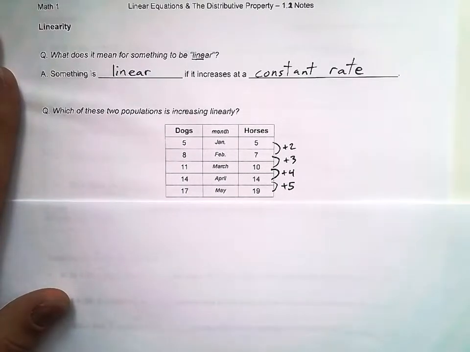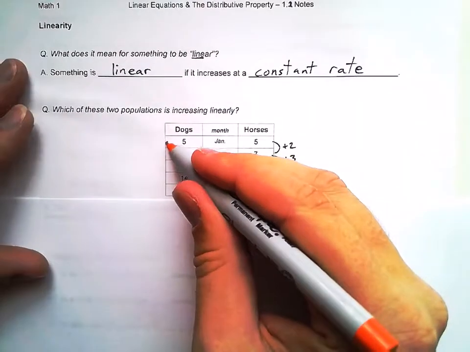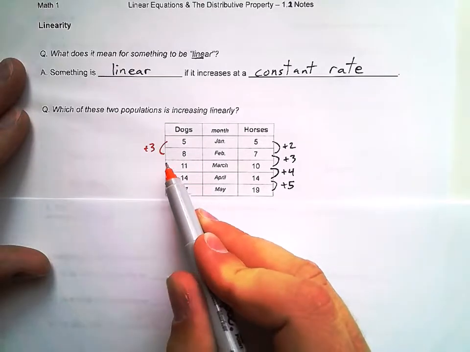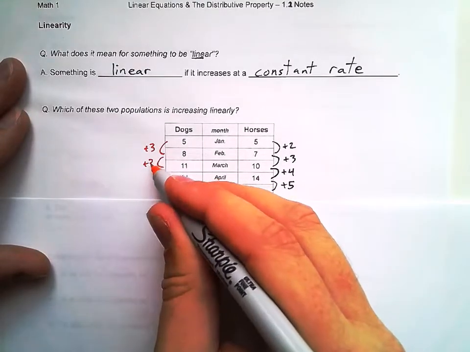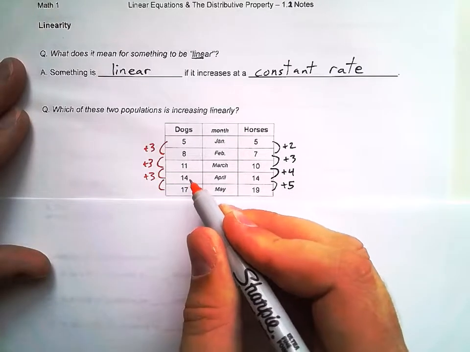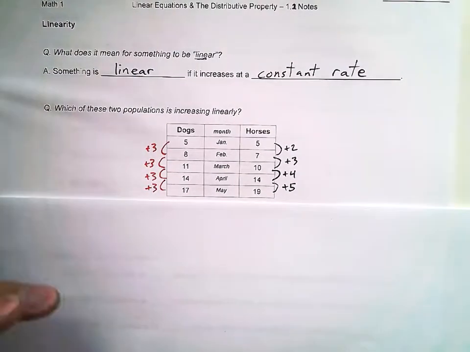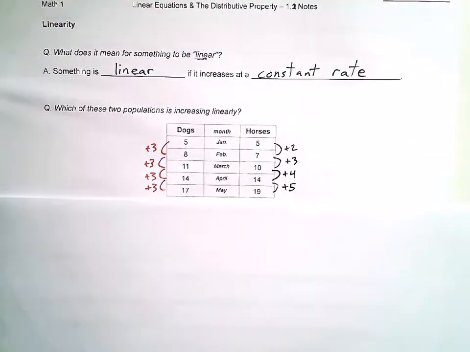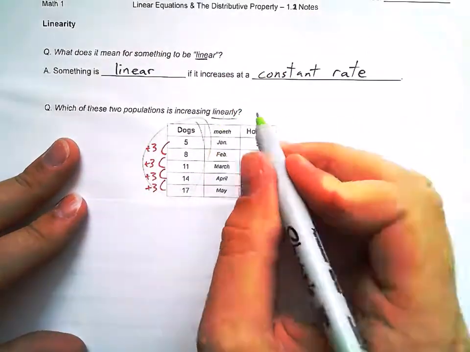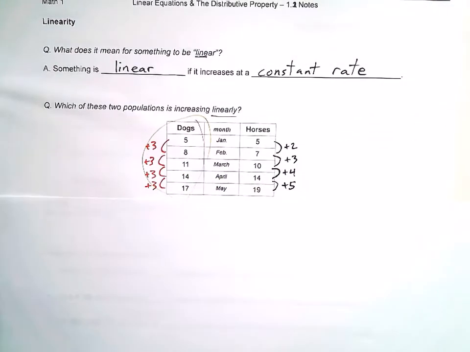Dogs, on the other hand: 5 to 8 went up by 3. Then the next month, from 8, 9, 10, 11, that went up by 3. 11 to 14 went up by 3. 14, 15, 16, 17, it's going up by 3 each time. Which one is constant? The dogs. That is linear because it's going up the same amount each month.